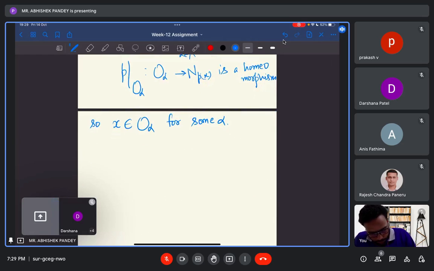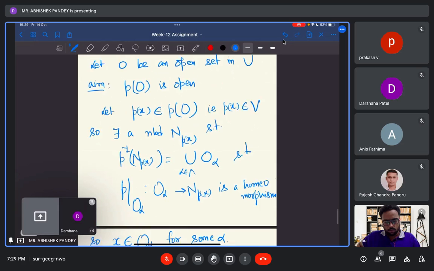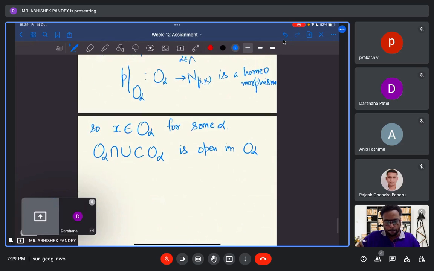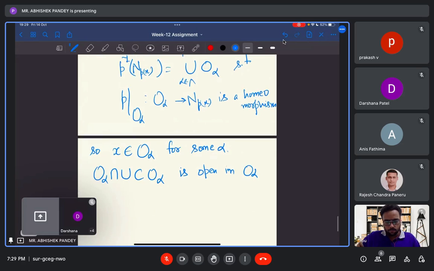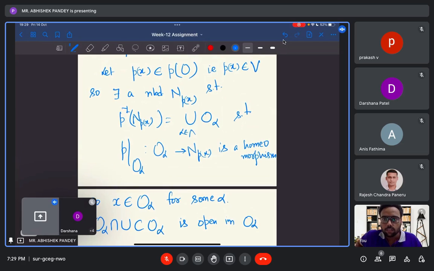Now observe that O alpha intersection U is contained in O alpha and is open in O alpha, isn't it? Is it clear to everyone? Please let me know if any doubt is there.